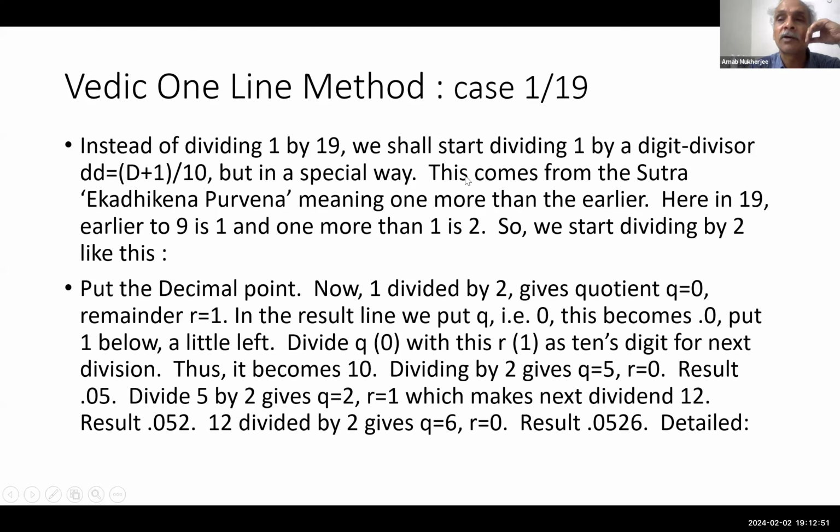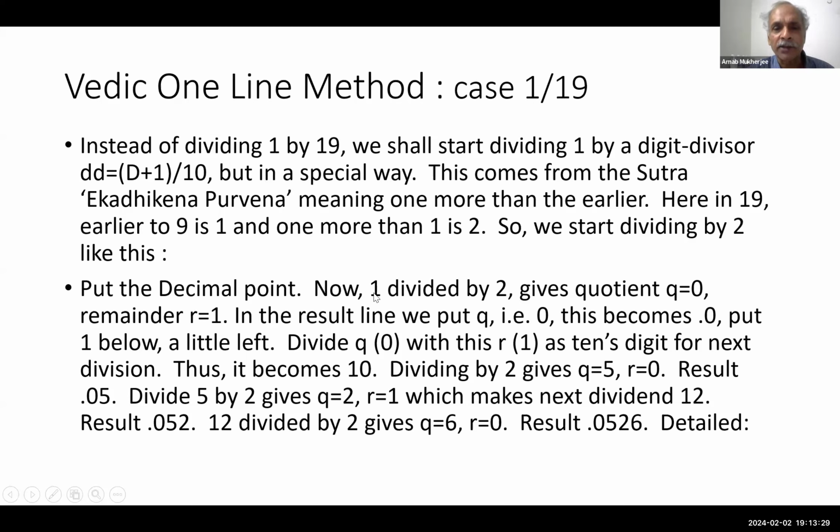Later on, we'll explain why it is divided by 2. So it is like this. You first find a digit divisor, which is the denominator ending in 9, plus 1, divided by 10. So here it is 1 plus 1, which is 2. So here the digit divisor becomes 2 in the case of 19. Now you start like this: put a decimal point. Now this division will be in a special way, not ordinary division.